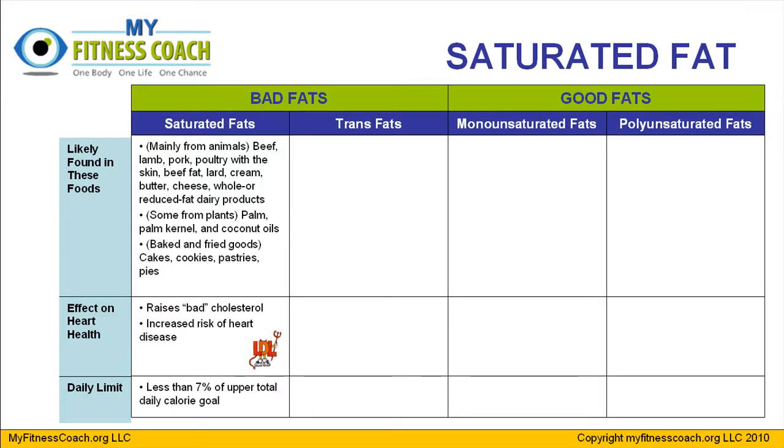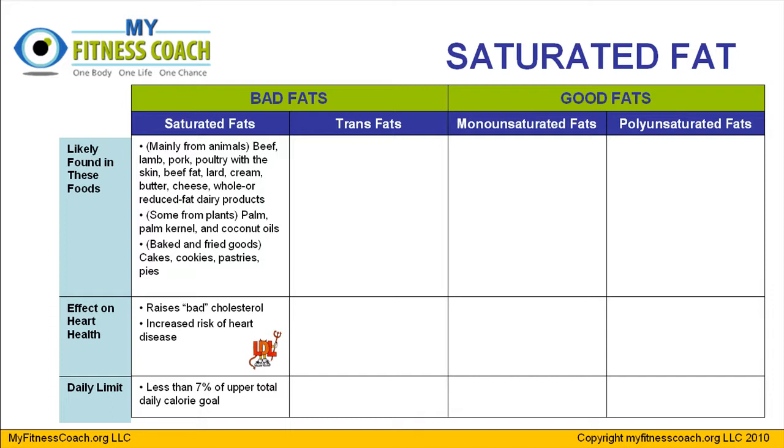So let's look at where we find these saturated fats. You're going to find them mainly in animal foods, such as beef, lamb, pork, poultry with the skin, beef fat, lard, cream, butter, cheese, and whole or reduced fat dairy products. Those are going to be your primary culprits. And you're also going to find them in some plants, such as palm kernel and coconut oils. That's what you have to be aware of.